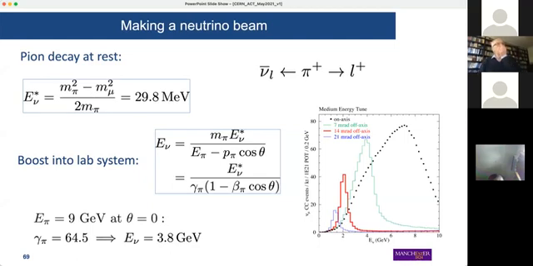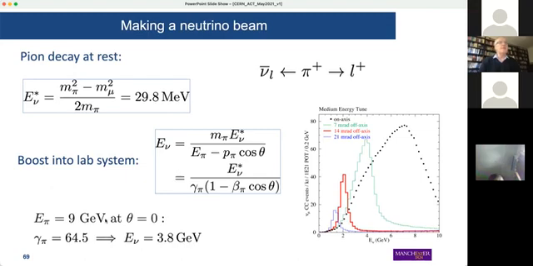So one of the problems with making a neutrino beam is that, again, it's not like a charged particle beam, which is easy to focus and create a monochromatic beam with a narrow energy spectrum. Just to understand this, what I've done here is look at the pion decay at rest, and the energy of the neutrino that is produced is about 30 MeV. And in order now to get the neutrino energies of the beam, we have to boost this into the lab system.